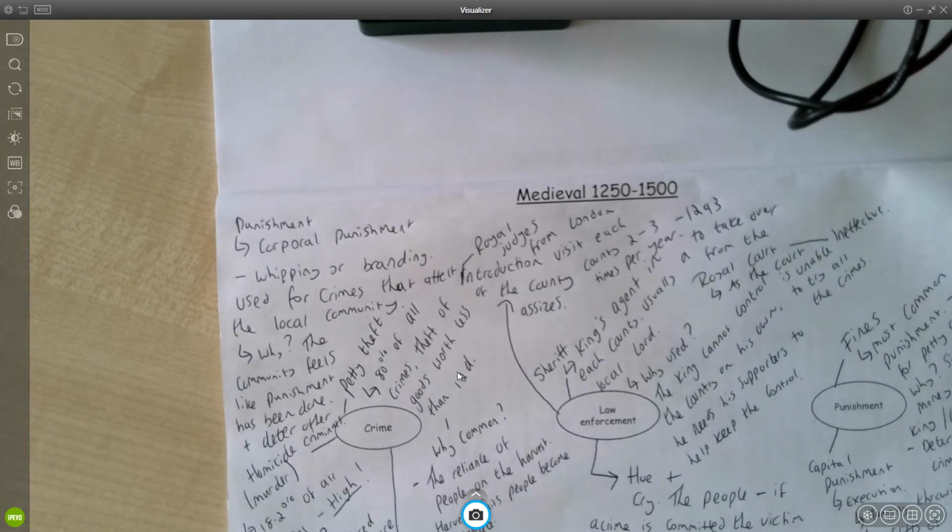So shortly we'll move on to the early modern period. If you do want to skip it because you're quite happy with the early modern period, do feel free to scan the QR code on the opening page of Crime and Punishment, and it can take you to any of the other topics.